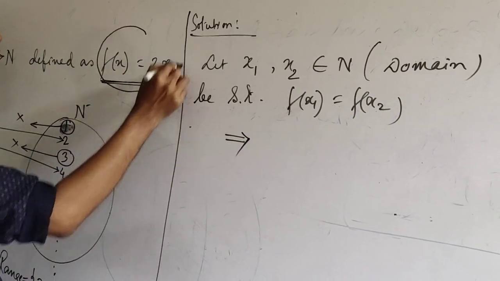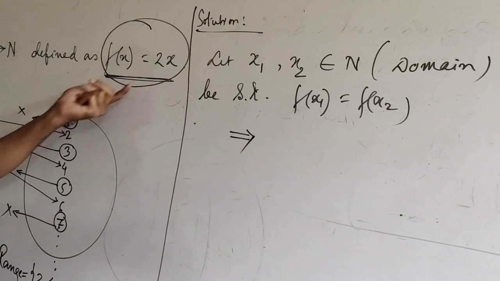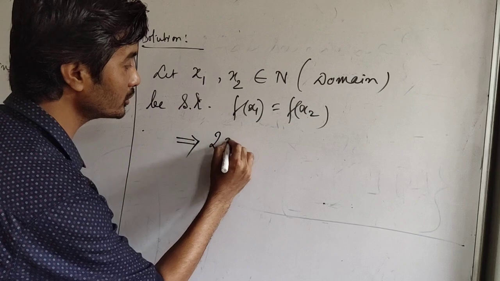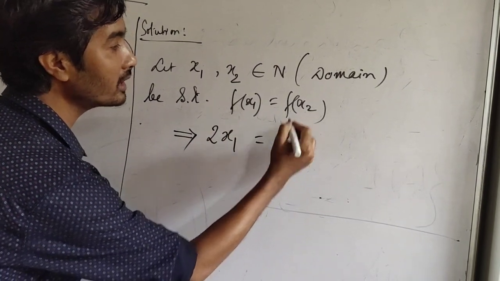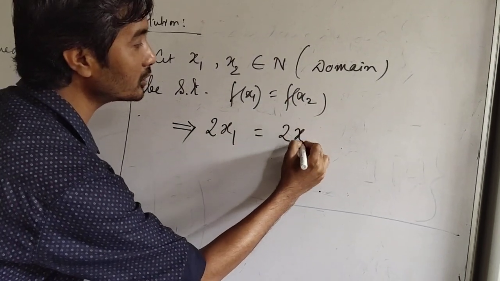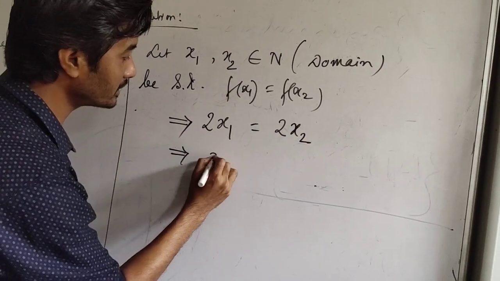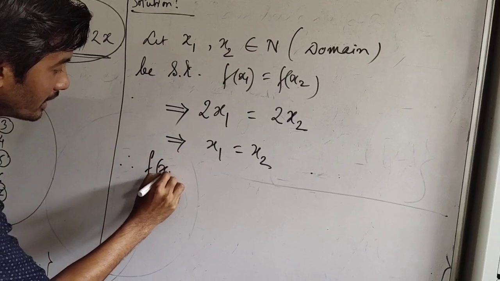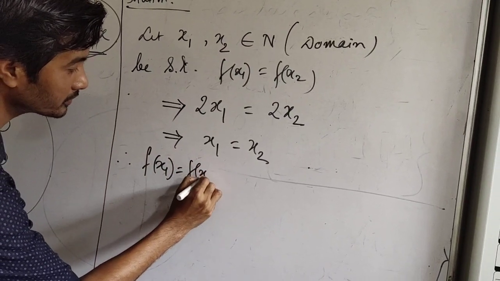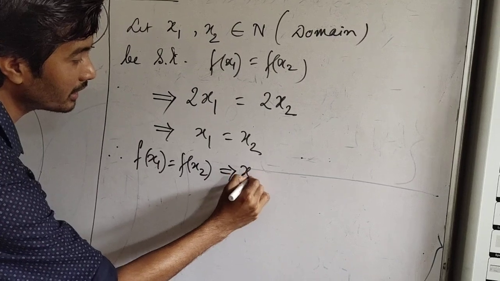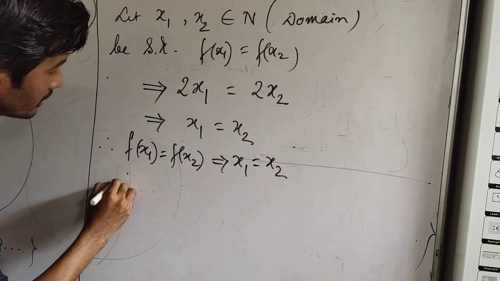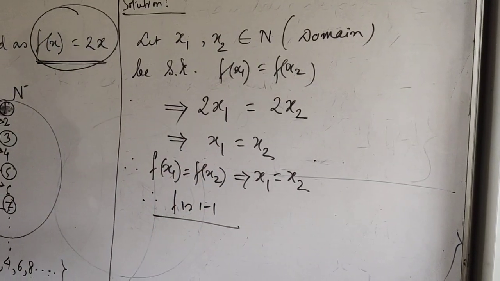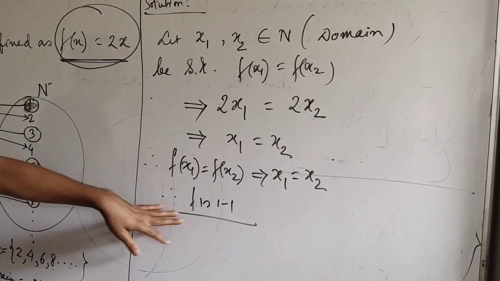Now see, you look at this definition, here it is given that f(x) equal to 2x. So clearly f(x1) would be equal to 2x1, and f(x2) would be equal to 2x2, and this would imply that x1 equal to x2. Therefore, we have seen that f(x1) equal to f(x2) implies x1 equal to x2. Therefore, f is one-one. So this is the formal proof that the function is one-one.